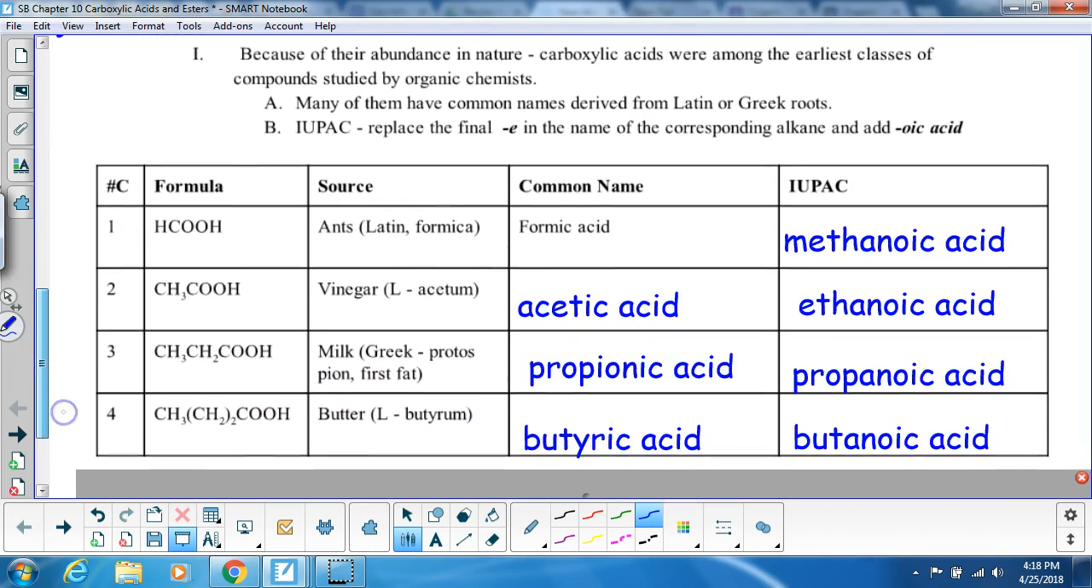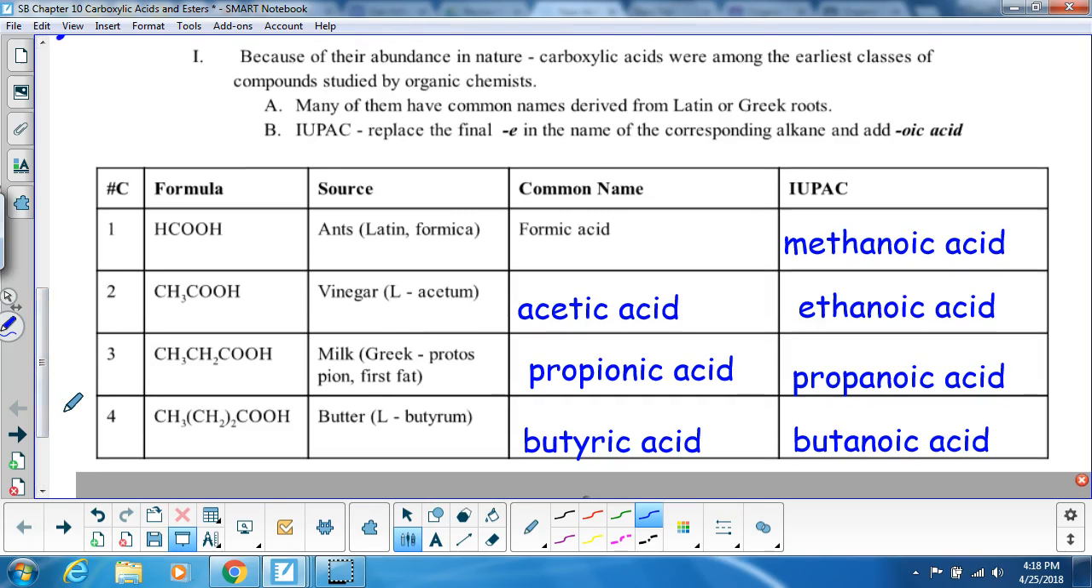If I have one carbon, they actually get that from ants. Have you ever been stung by a fire ant? It really hurts. The acid that you get stung by is called formic acid. The IUPAC name: you only have one carbon, so methane, drop the E, put oic acid, methanoic acid. You can see here COOH with another hydrogen. That's your methanoic acid.